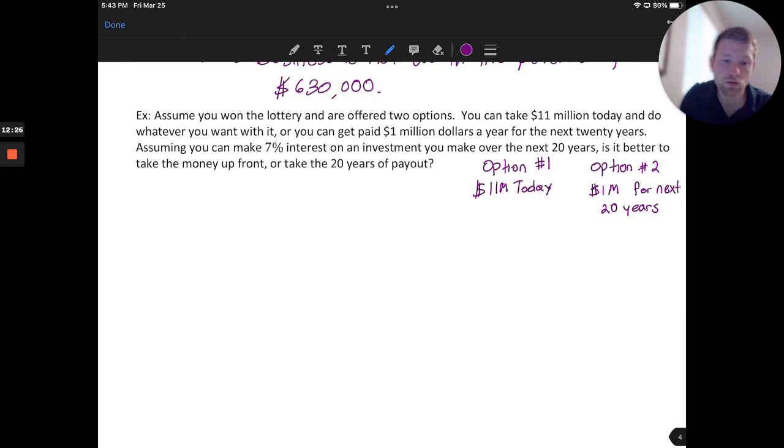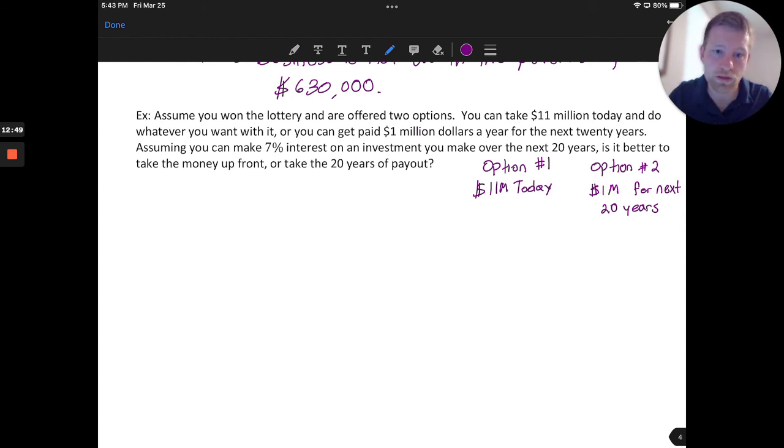So in total, this lottery will pay us out $20 million over the course of those 20 years, or they could give us a lump sum of $11 million. Okay, so those are our options. We want to again consider, well, what's the present value of each of those investments?